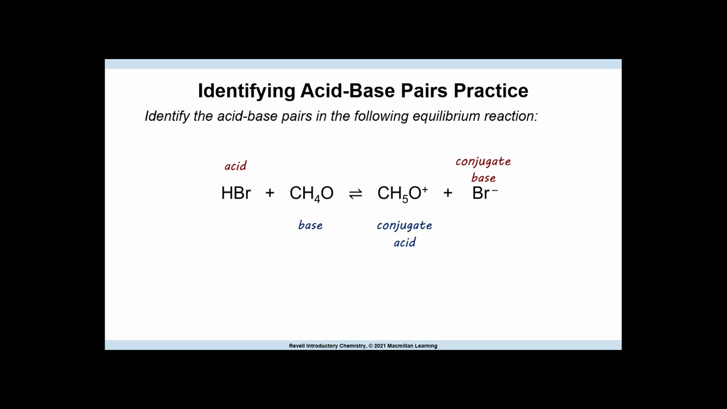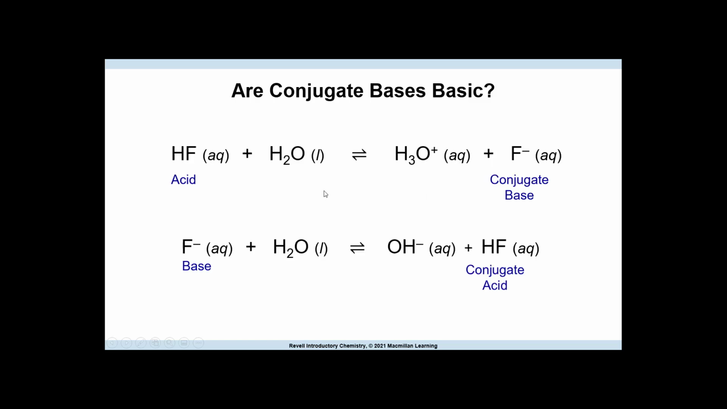Now we're looking at methanol, and so this is the base. Its conjugate acid is the same species, as we can see over here, with an extra proton attached. So therefore, this is a conjugate acid-base pair. Okay, so let's look at one more.